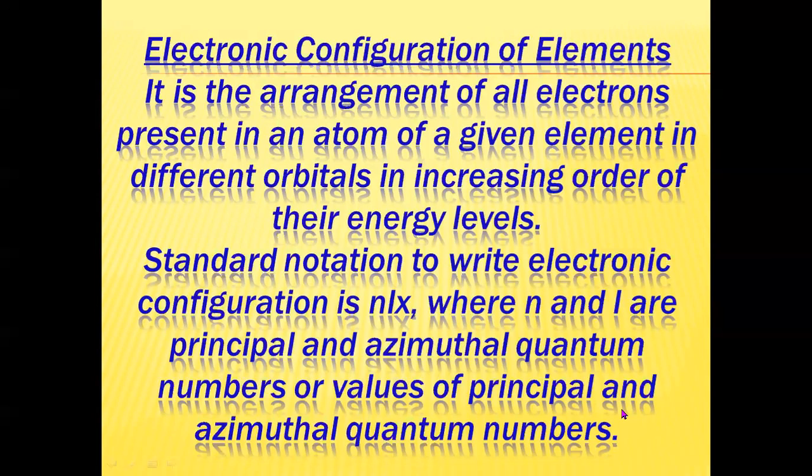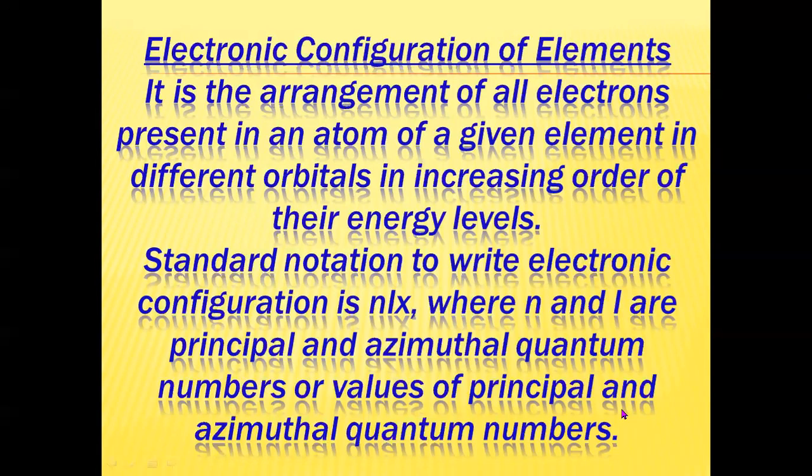Now we will switch over to the topic called electronic configuration of elements. What is it? Actually, it is the arrangement of all electrons present in an atom of a given element in different orbitals and in increasing order of their energy levels.